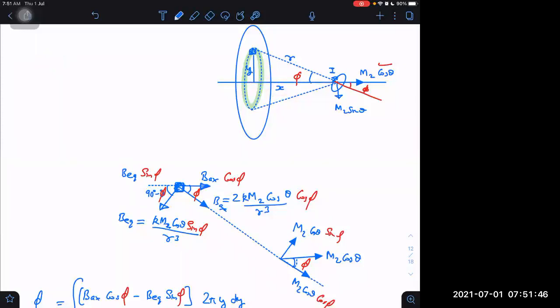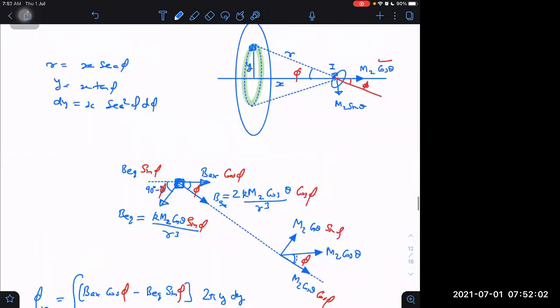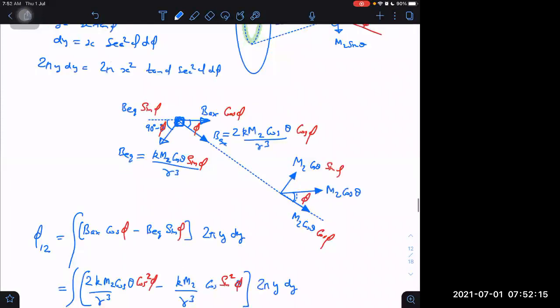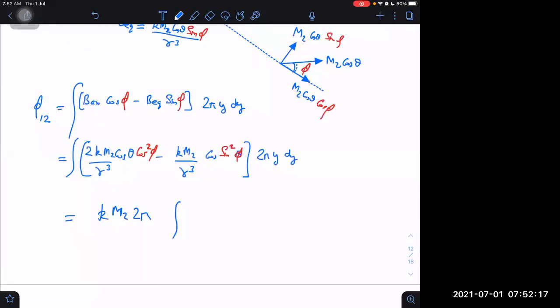For example, I can write r as x secant phi, and I can write y as x tan phi, and dy as x secant square phi d phi. Right? Everything in terms of what is area vector? Area vector 2 pi into dy will become 2 pi x square tan phi secant square phi d phi. So what would it be finally? 2 pi is already taken out. Inside, k m2 is also taken out.